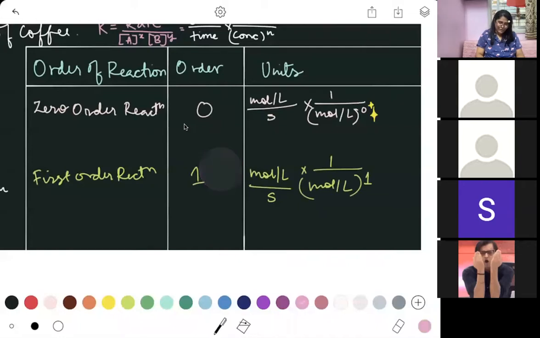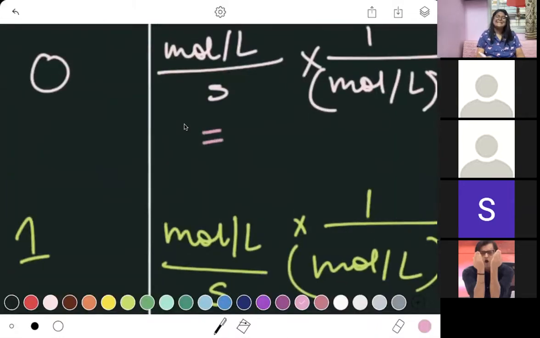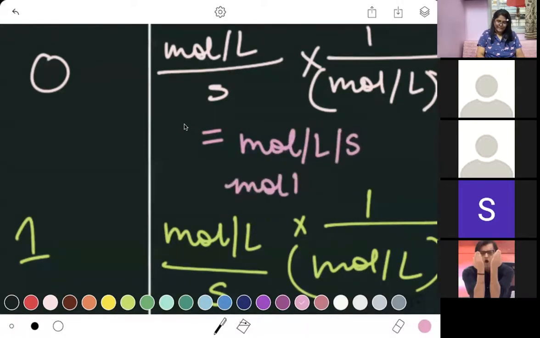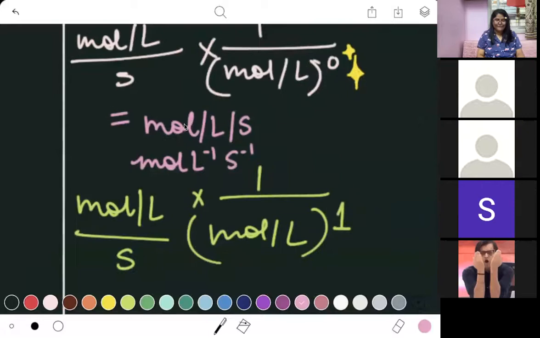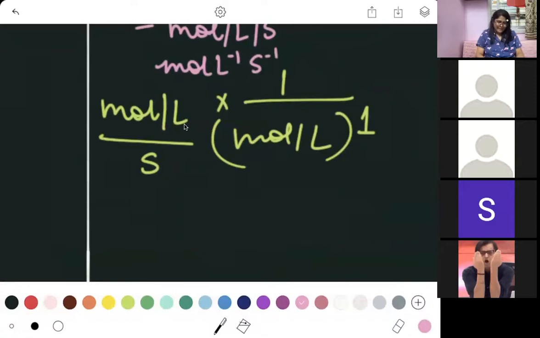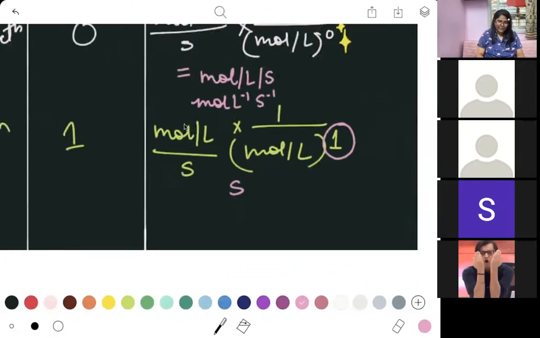If I was to solve these and find out an easier way to write this, this would become moles per liter per second. You could also write this as moles liter in this way. Both are pronounced in the same way, moles per liters per second. Here, what you would get would be, again, moles per liters per second. So the units are going to remain the same. It's just that the numbers that you add over here are going to differ.